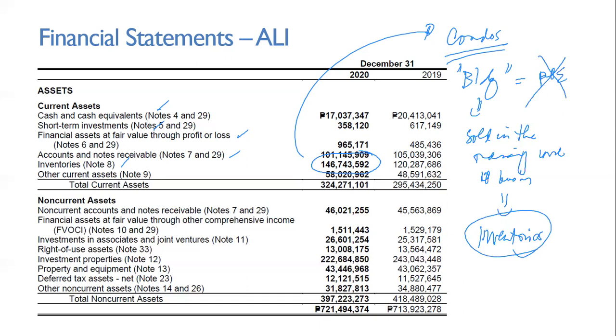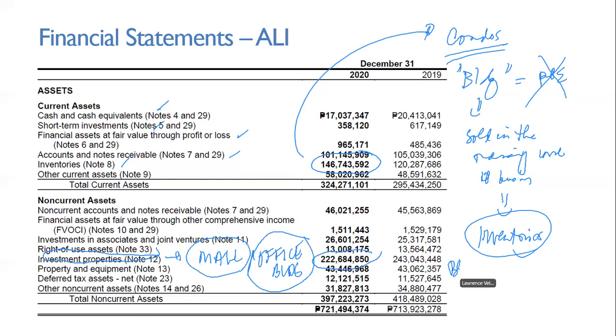Okay. Another thing, big item is this one, investment properties. Anong example ng investment property? Mall. Okay. Ano pa? Office building. Building din yan. Bakit hindi yan property, plant, and equipment? Okay. Kasi may special line item under the financial accounting rules. Okay. Pag yung building, for example, is being used or not used but to earn rentals out of it.